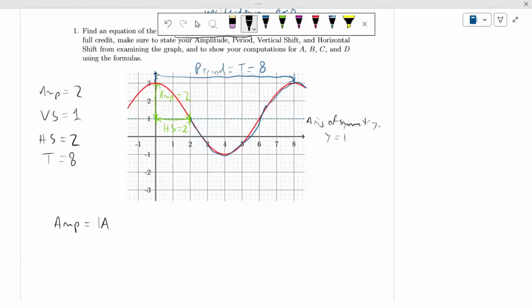The amplitude is always the absolute value of A. But because I have an upside down sine wave, because I chose to start it over here, that means that my A is going to be a negative number. So I really have negative A. Negative A is my amplitude, but my amplitude is also 2. So negative A must be equal to 2, and that means that A is equal to negative 2. Any questions on that?